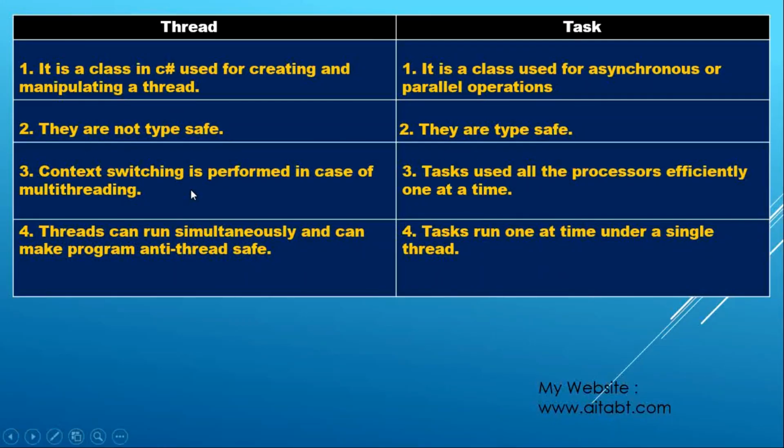And third, context switching is performed in case of multi-threading, and that I've shown you in that diagram. Okay, and tasks use the processor efficiently, one at a time. And that's also what I've just shown you.